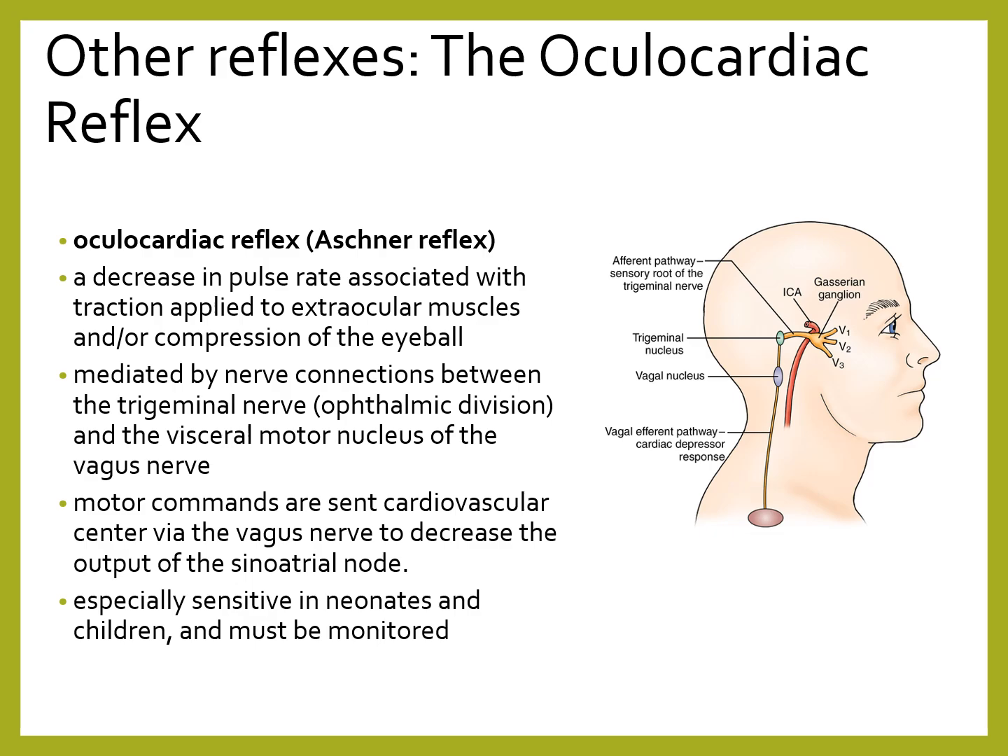Motor commands are sent via the cardiovascular center to the vagus nerve to decrease the output of the sinoatrial node, and heart rate slows down. So in essence, you push on someone's eyeball gently, and that information comes in the trigeminal. It gets processed by the cardiovascular control center, and the cardiovascular control center sends a motor command out the vagus nerve to slow down the heart rate.